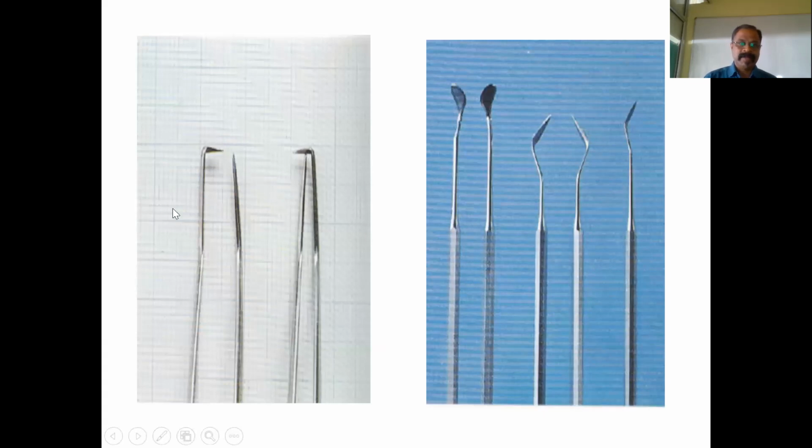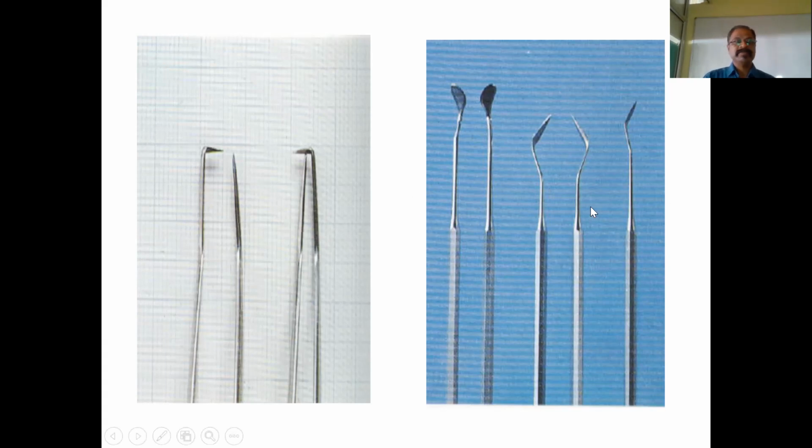This is the Crane Kaplan pocket marker. On one side you have a straight end, and then you have a bent end. Usually this end is inserted into the pocket, and from this end you make a bleeding point, demarking the base of your pocket. So you have two pairs, one for the left and one for the right.